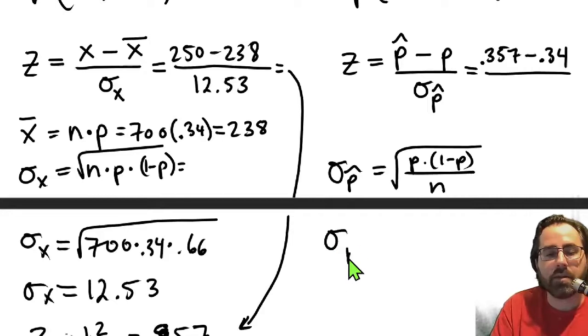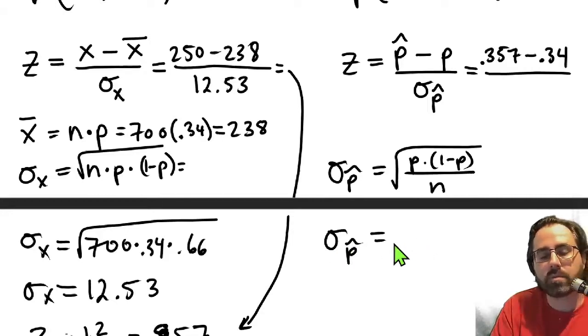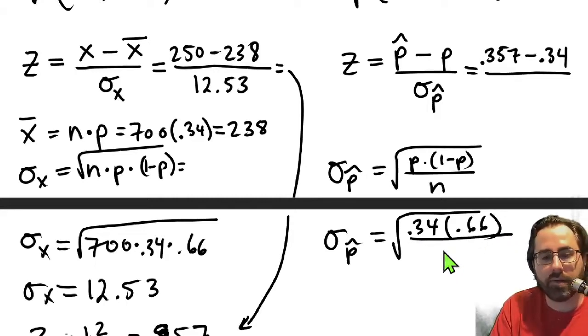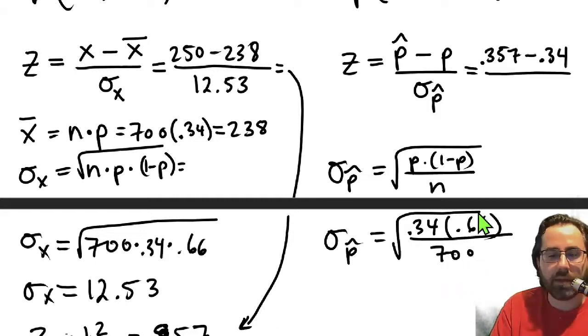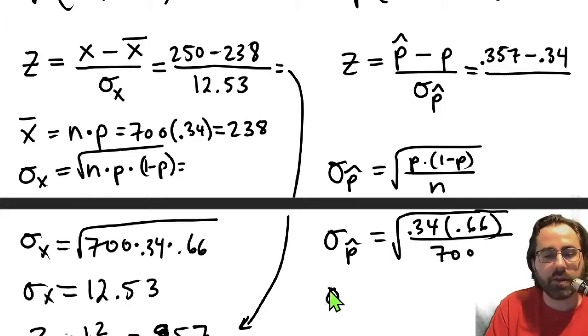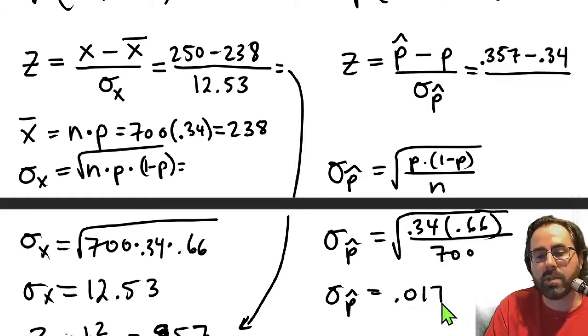And so the standard deviation of the proportion would be our proportion of successes times our proportion of failures divided by the size of our sample, which is 700. And I already calculated this. The square root goes over the whole thing, and the value comes out to be 0.0179. So our standard deviation of proportions is 0.0179.